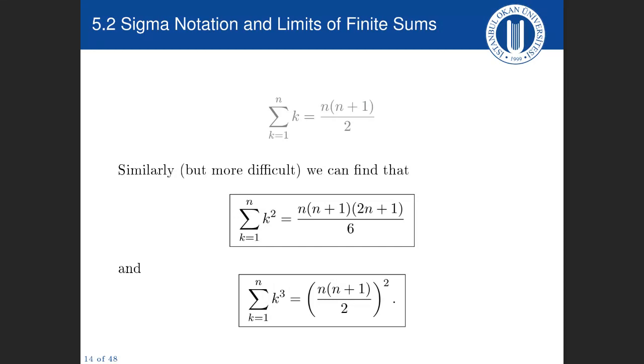2 more formulae which we're going to need. These can be proved in perhaps similar ways, but it's more difficult, so I'm not going to prove these. The sum of the first n square numbers is n times n plus 1 times 2n plus 1 over 6. And the sum of the first n cubic numbers is n times n plus 1 over 2, all squared. I will remind you of these formulae when the time comes to use them.